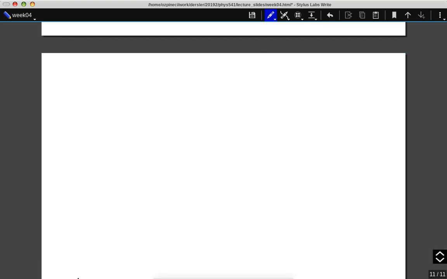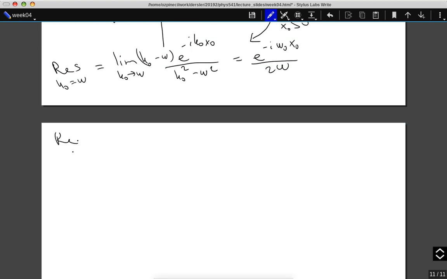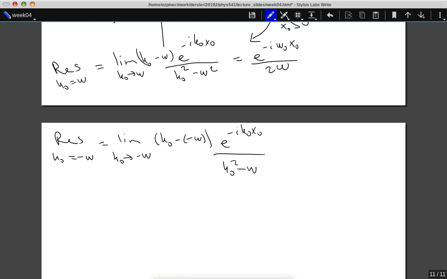There is another residue. The residue at the pole when k0 is equal to minus omega is the limit as k0 goes to minus omega, this time of k0 plus omega, e to the power minus i k0 x0 divided by k0 squared minus omega squared, which is e to the power i omega x0 divided by twice omega. So these are the residues.